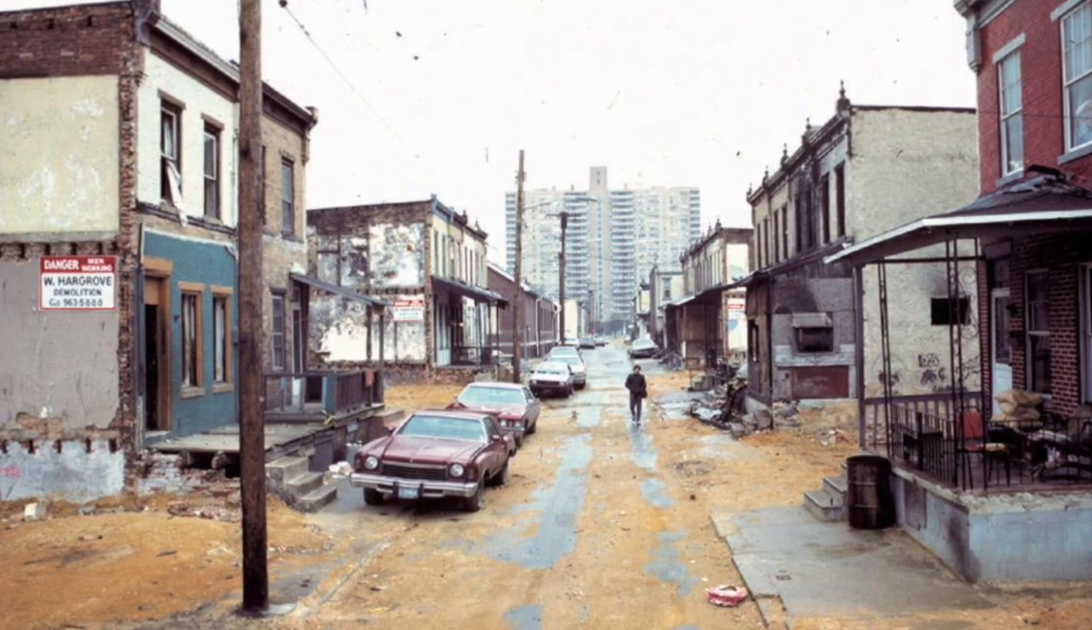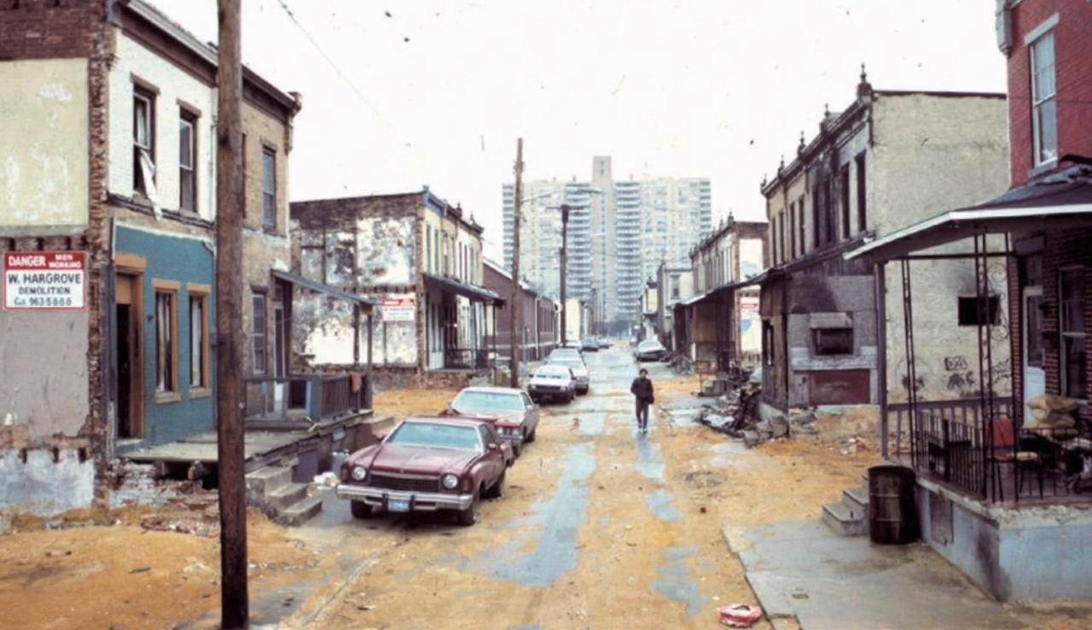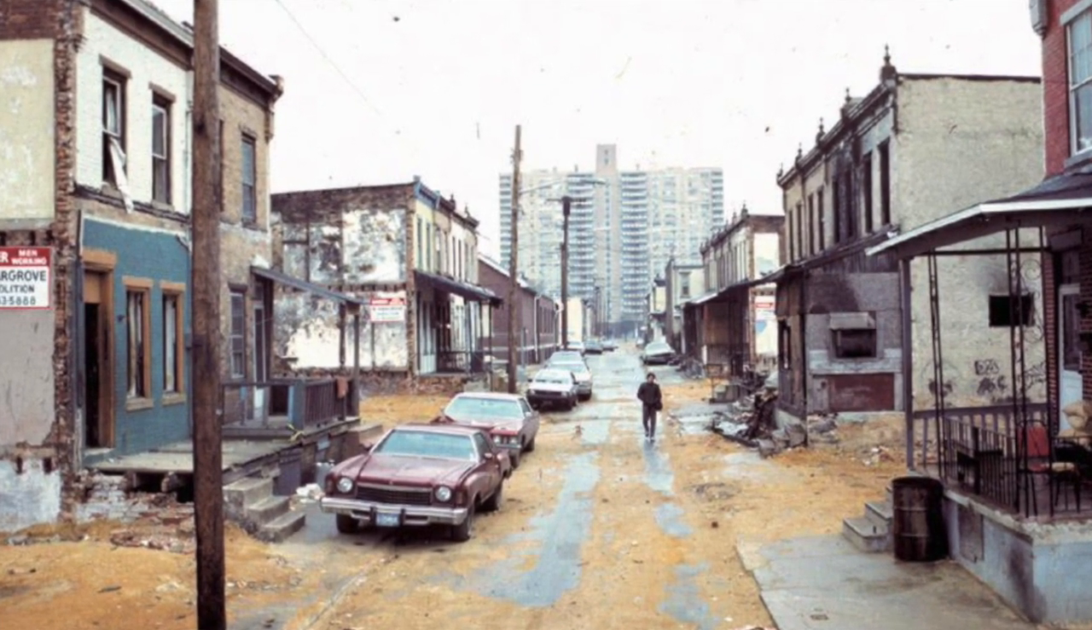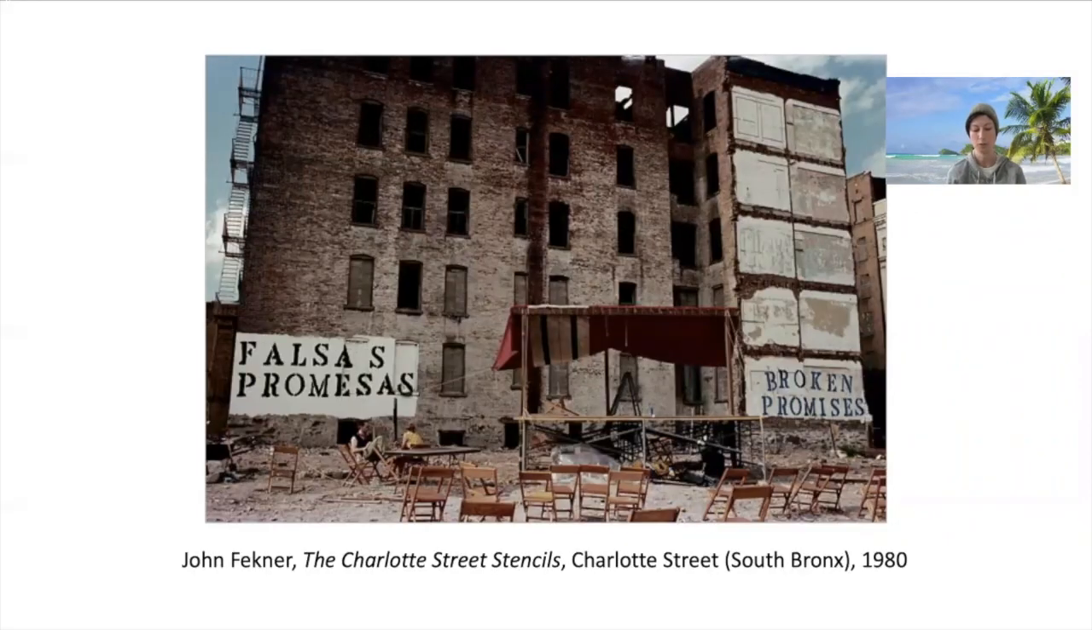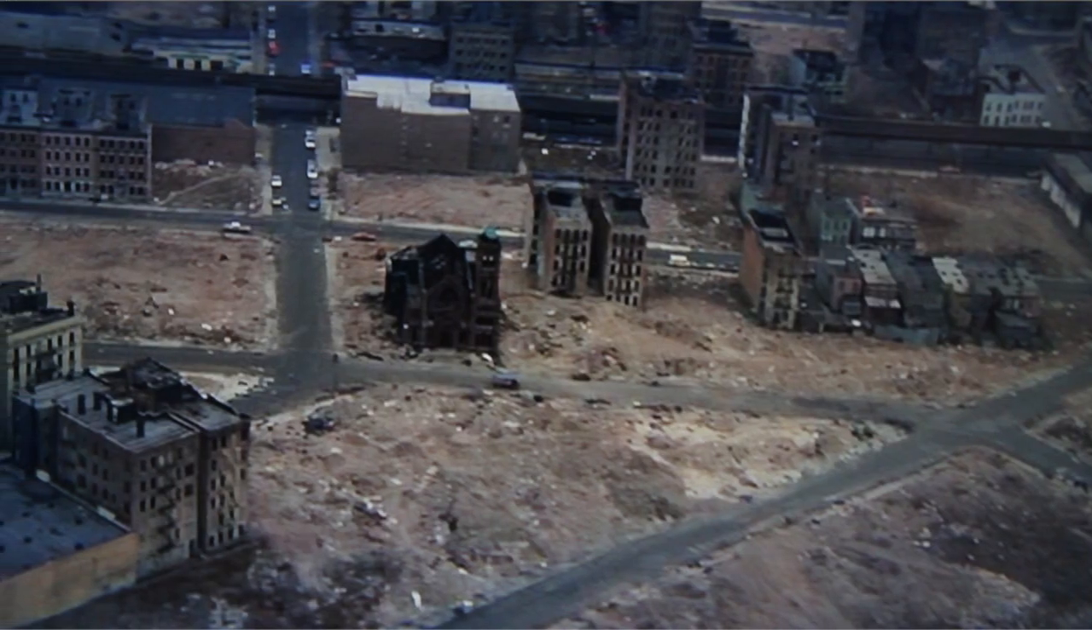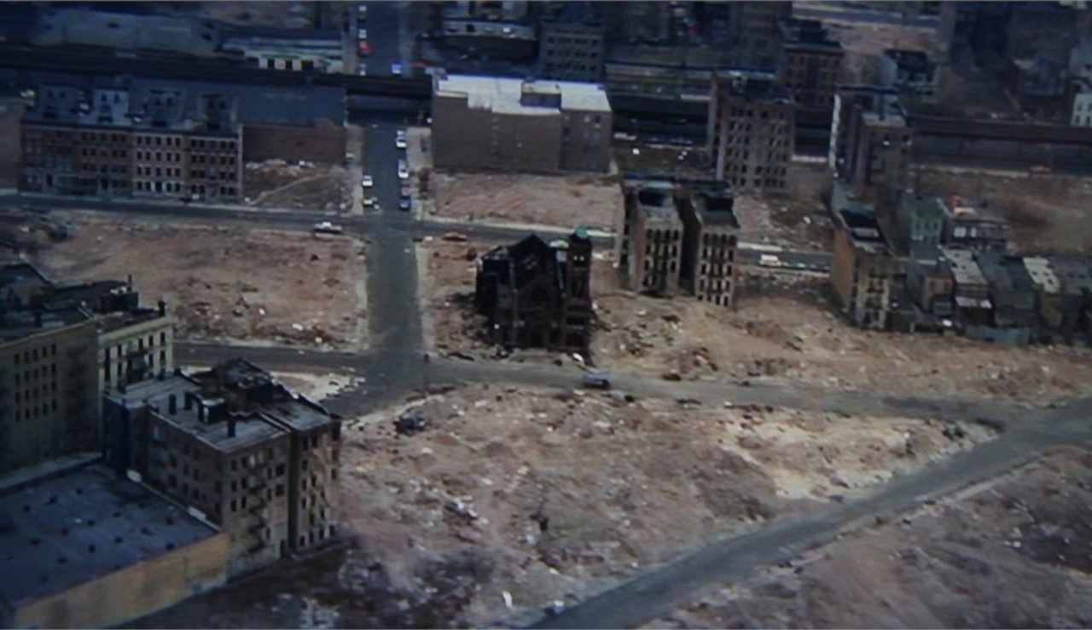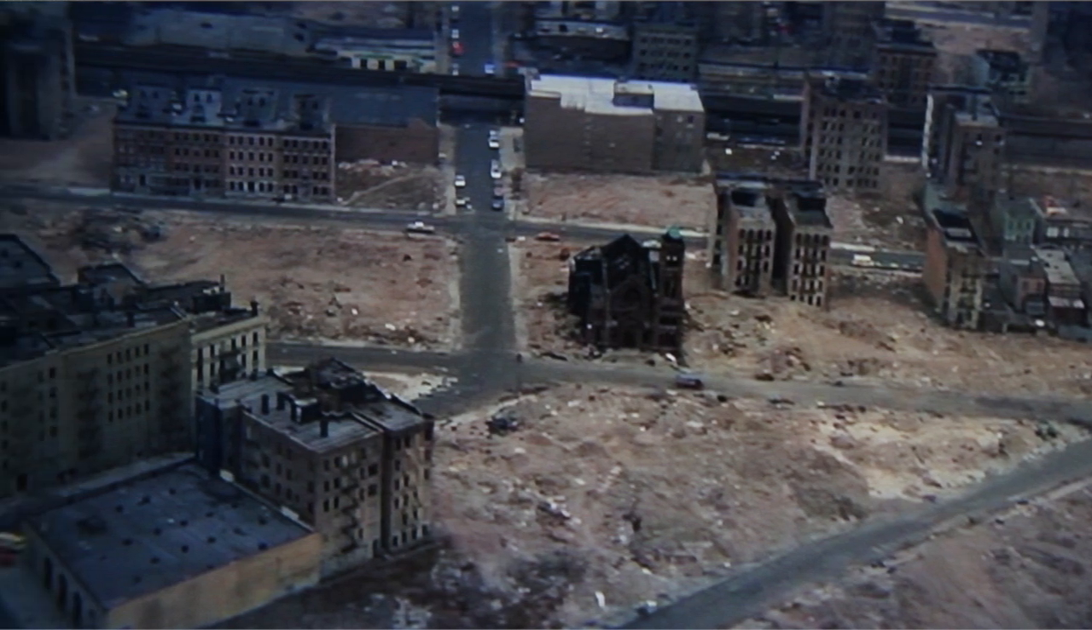Buildings were abandoned and became the perfect site for illegal activity. But artists also saw an opportunity to say something about this situation and draw attention to the poverty and crime damaging their communities. John Fekner was the artist who created this graffiti piece using stencils and paint. This was in an area of the South Bronx known as Charlotte Street. And this was one of the worst areas. It basically looked like it had been bombed out during a war.